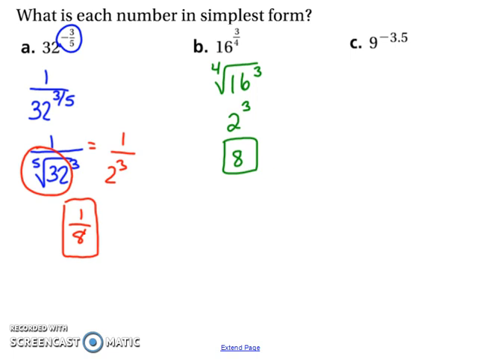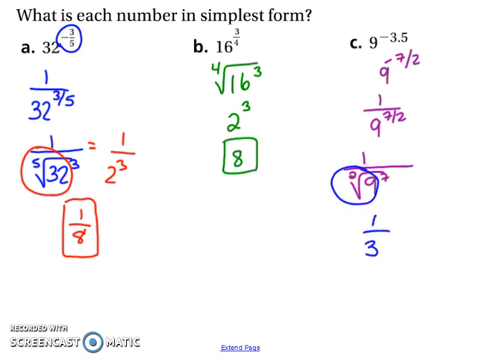And then for the last one, we want to make sure again that we change any decimals to fractions. So we'll have 9 to the negative 7/2. Again, we can't have a negative exponent, so 1 on the top, and then we're going to have 9 to the positive 7/2. So let's rewrite this as 9 to the 7th, and then the square root. So again, outside in, the square root of 9 is 3. And then 3 to the 7th is going to give us 2,187.